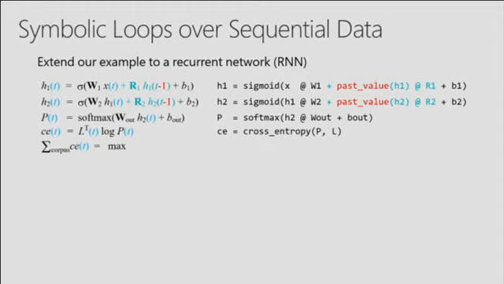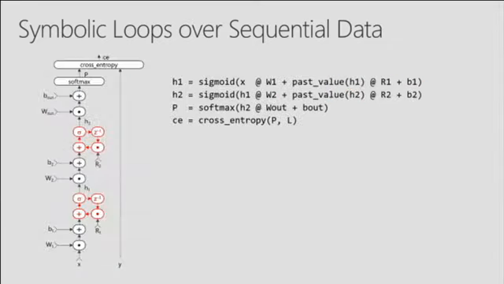In CNTK, we introduced this particular keyword called past value. So past value of H1 is essentially H1 at t minus 1. So writing in Python code, you just say past value of H1. You can also write past value of H1 with a step of 2, which means H1 at t minus 2. So in terms of code, it's rather straightforward. It maps very well with the math equations you would want for sequence handling.